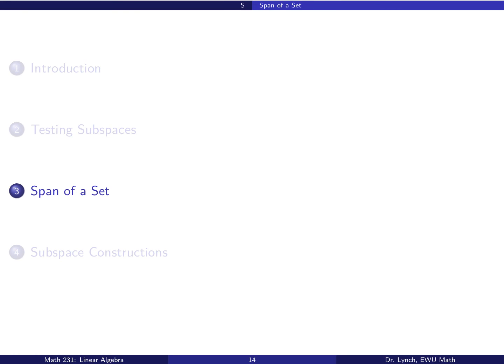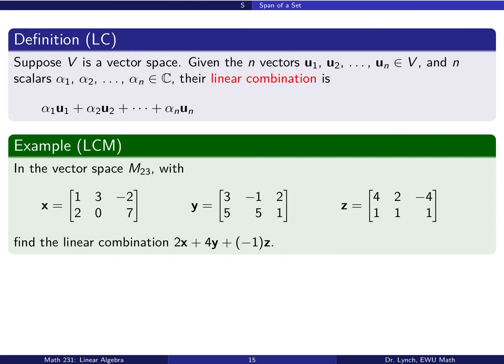Okay, let's talk about the span of a set. It turns out the span of a set is also a subspace.